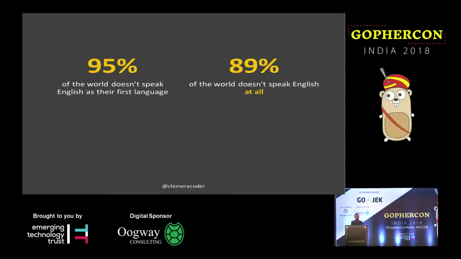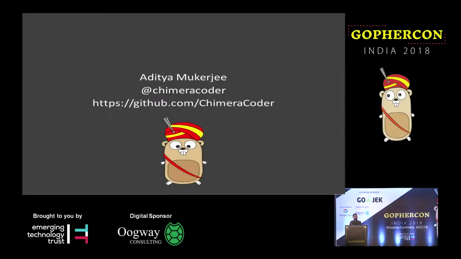So that means that we have an opportunity to bridge this language divide with Go in a way that no other programming language has ever been able to do in history. So let's do it. Let's make Go the first programming language that's truly accessible to everyone, no matter what language that you speak. Thank you.